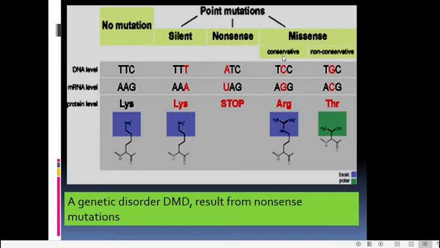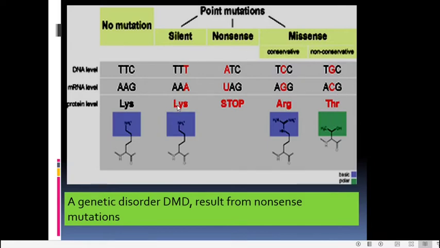This can be called synonymous, and this is non-synonymous, because the amino acid arginine is similar in properties with lysine. That is why it is called conservative or synonymous. Whereas the amino acid threonine has different chemical properties compared to lysine. That is why it is called non-conservative or non-synonymous. So that is how missense mutations are classified into conservative and non-conservative.